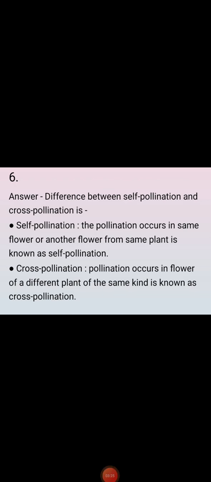So our next question is: explain the difference between self-pollination and cross-pollination. So our answer is: pollination that occurs in the same flower or another flower of the same plant is known as self-pollination, and cross-pollination means pollination occurs in a flower of a different plant of the same kind.